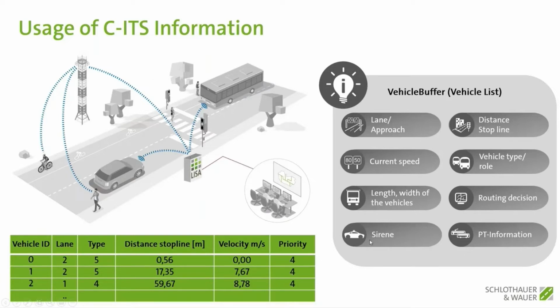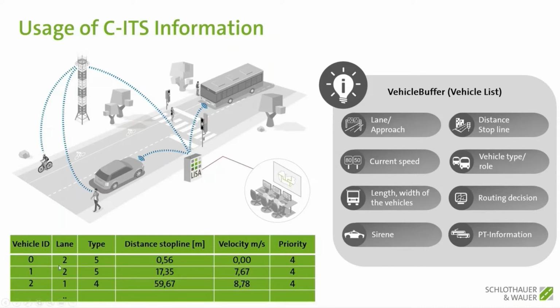If there is an active siren, so we can do emergency prioritization, and of course if there is a public transport here or not. And just to have a really simple view on how we model that data, you see here it's a table. In the real world, it's much more complex, but with a table view, it's really nice to explain. So each vehicle we can detect here gets a unique number, so you are able to track that vehicle over time.